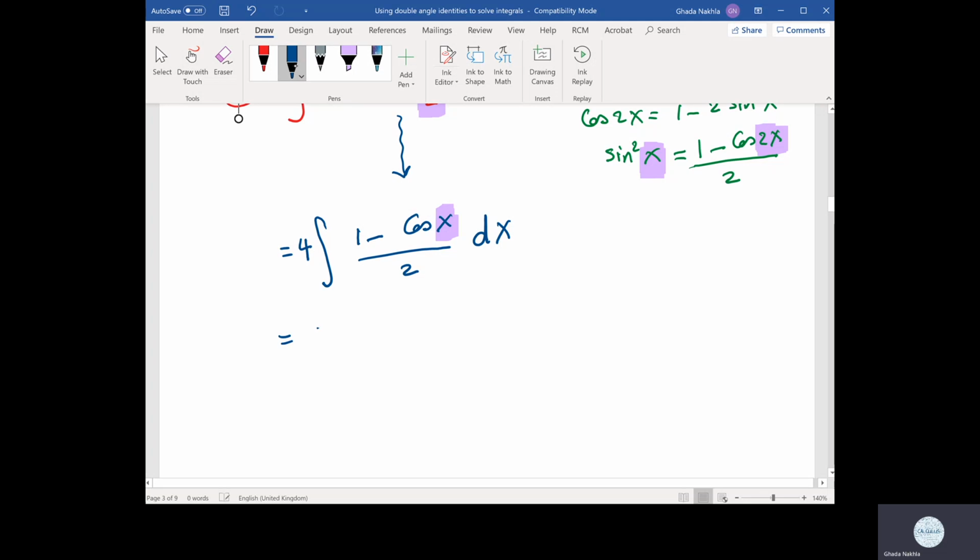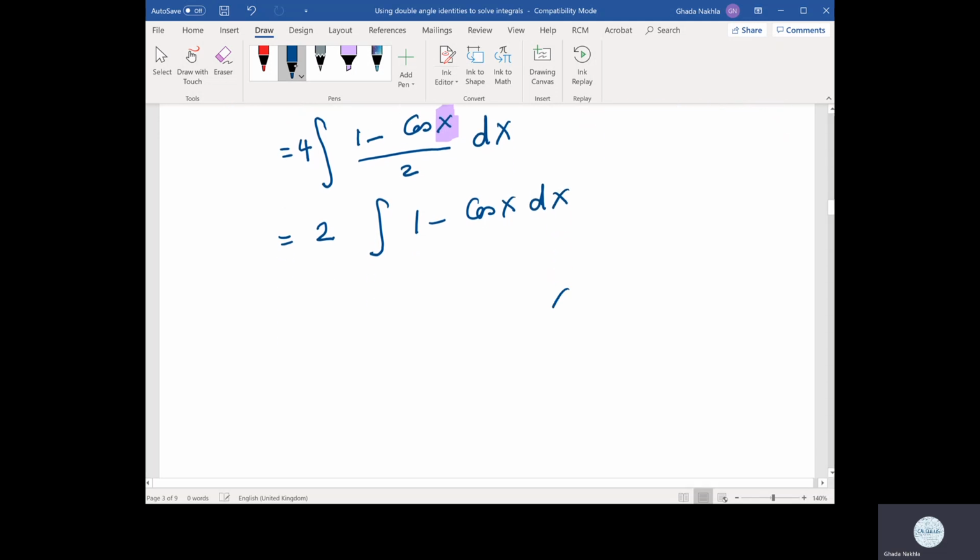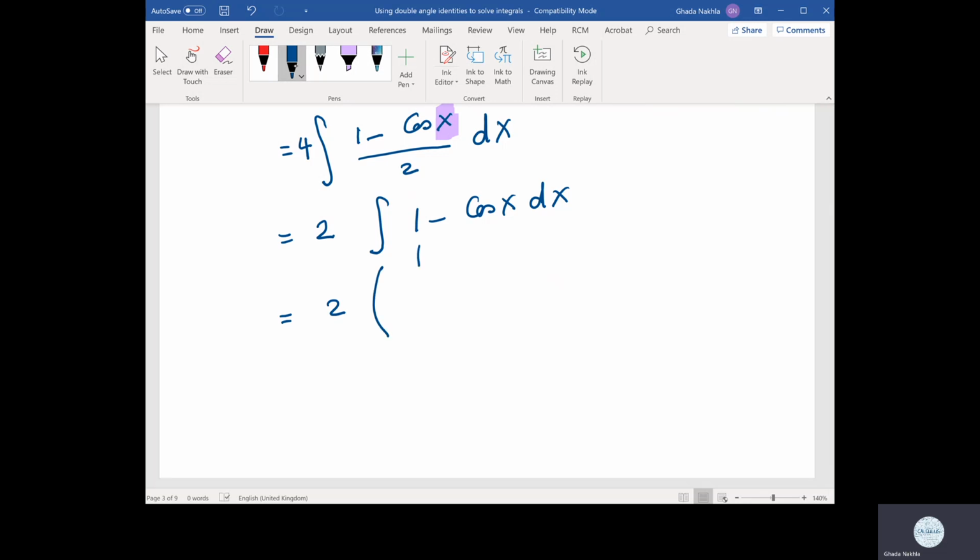4 divided by 2 is 2, and then you're integrating 1 minus cos x dx. Easy peasy. Equals 2, and then let's integrate the bracket. The 1 becomes x. The 1 integrates into x because 1 is x to the 0. Increase the power, divide by the new power. Increase 0 into 1, divide by 1, so it becomes x to the 1.